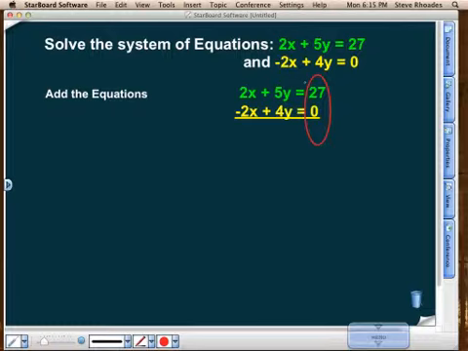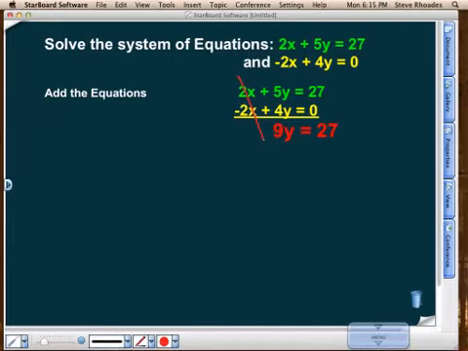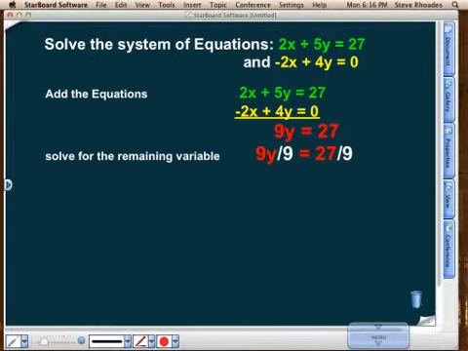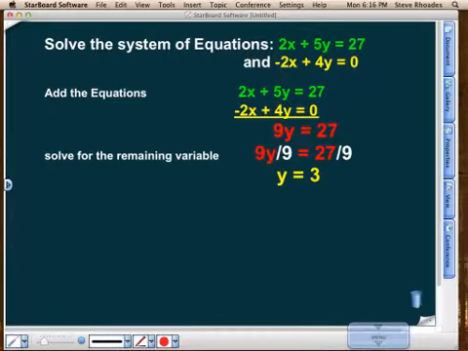2x plus negative 2x together cancel out. And the 5y plus the 4y together gives us 9y. 27 plus 0 together gives us 27. So now we've got 9y equals 27. Now we solve it just like we do any other equation. We're going to divide both sides by 9. The 9's are going to cancel out on the one side, and we're left with y is equal to 3.